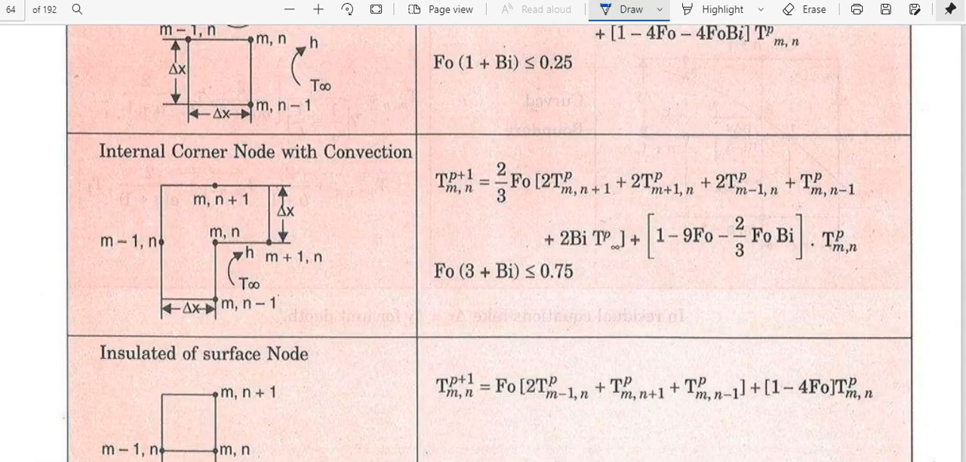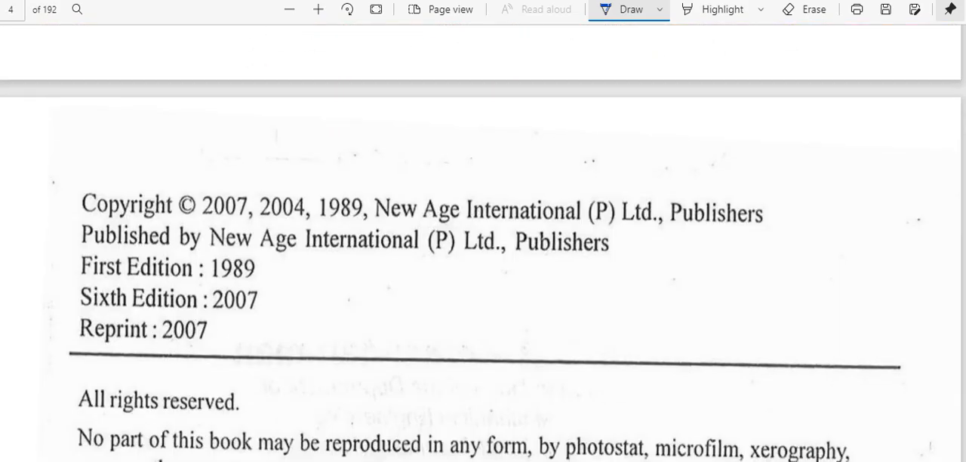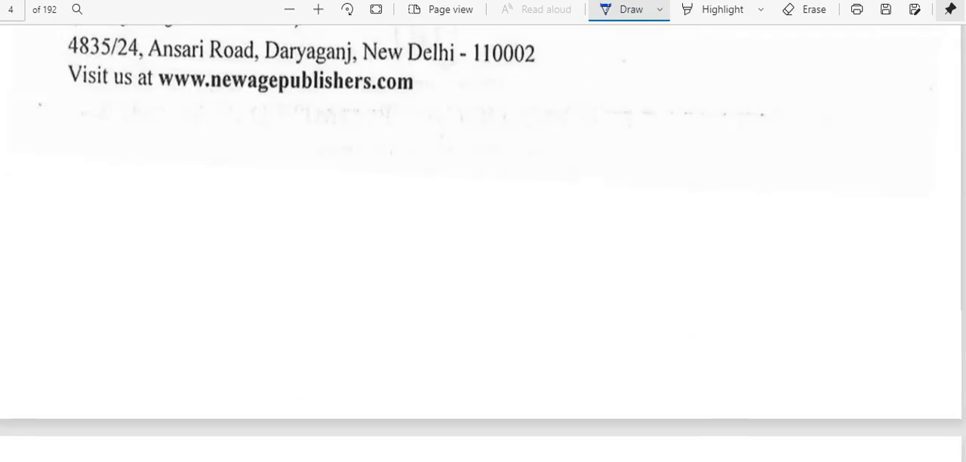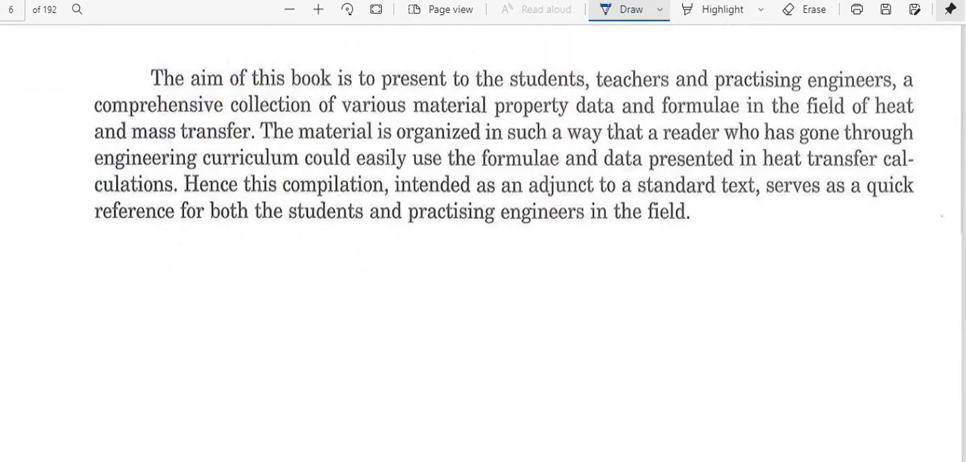So from the data book page number, I am considering it as an index page.